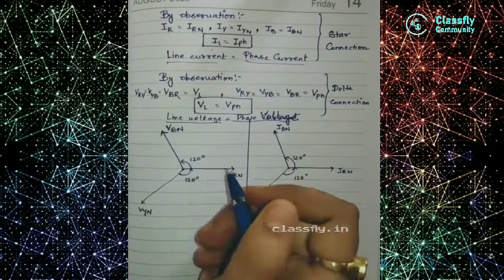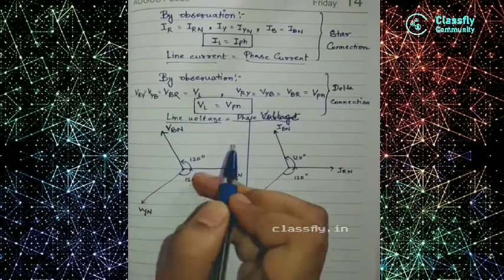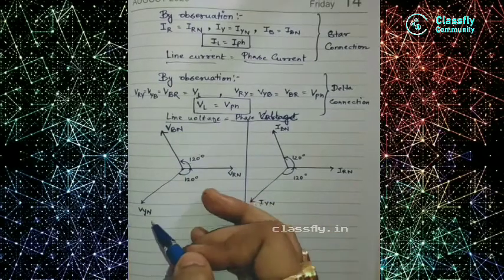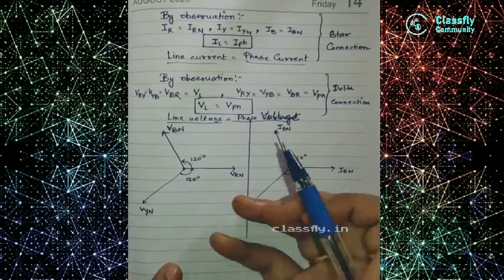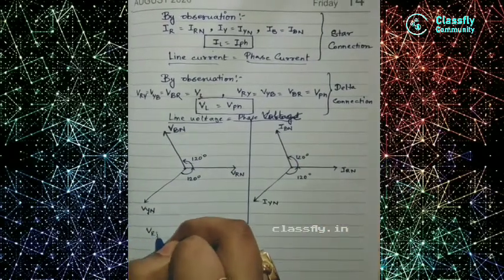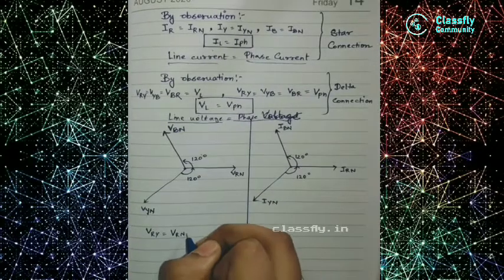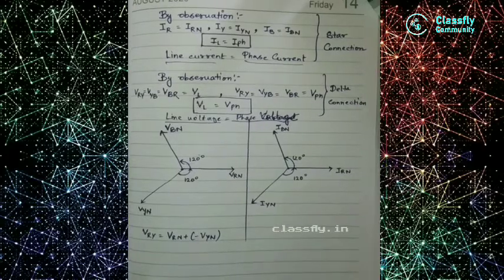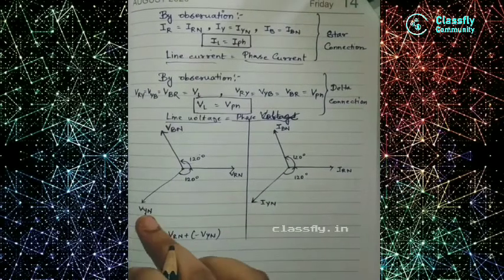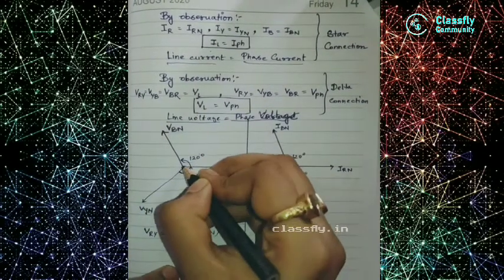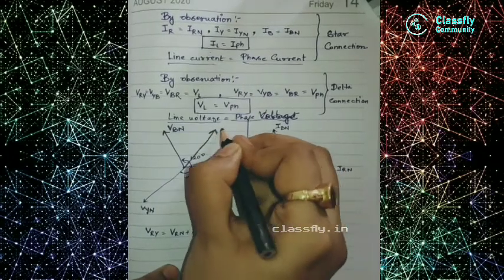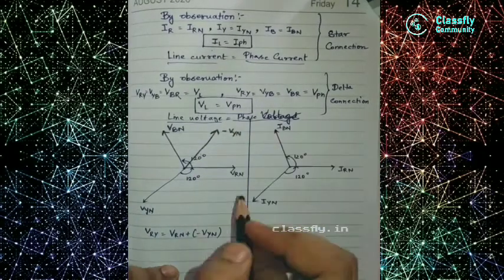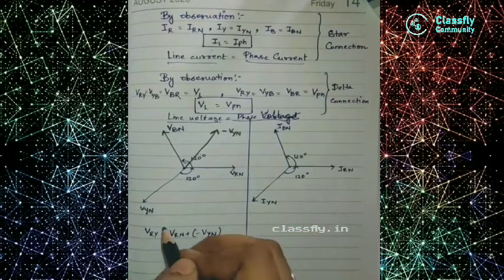So VBN will lead by 120 degree from VRN, and VYN will lag by 120 degree from VRN. So the first equation was VRY is equal to VRN plus minus of VYN. So first we will see the YN, where it is here. So we will do a minus. So this is our minus VYN. Right, and we need to do VRN, so we have to find VRY.